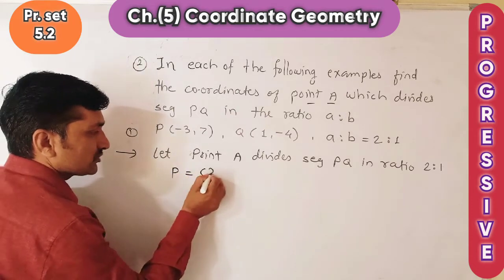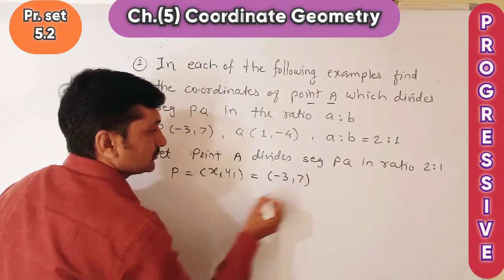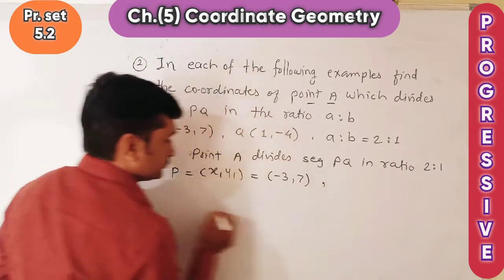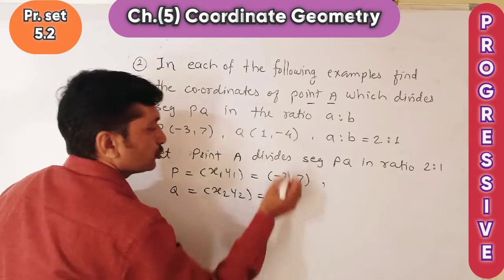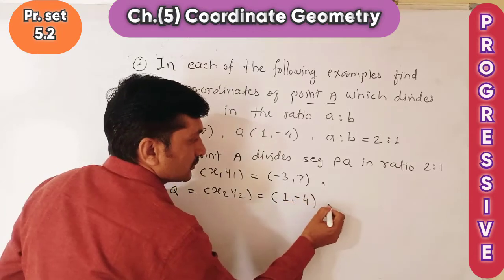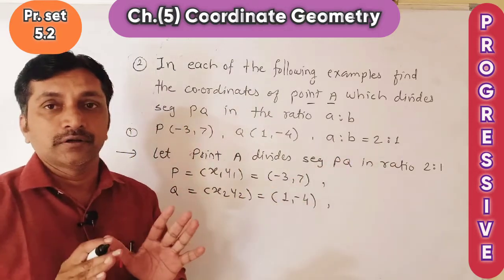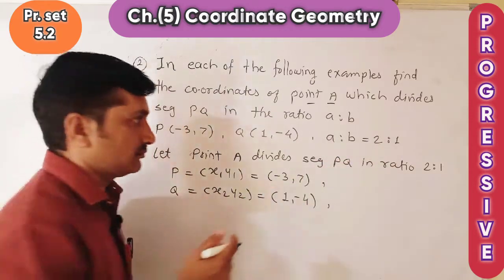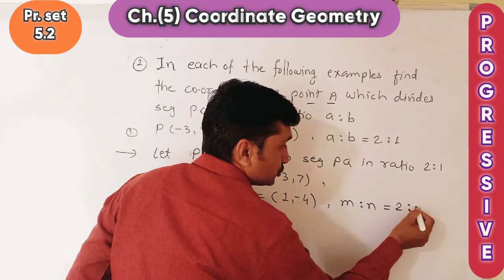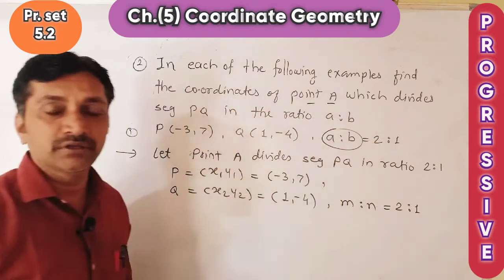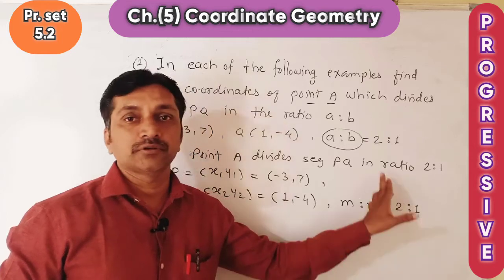P is equal to x1 y1. Coordinates are -3, 7. Q is equal to x2 y2. Coordinates are 1, 4. And A is to B ratio. Now in the formula we use M is to N. Therefore here M is to N is equal to 2 is to 1. This is the ratio A is to B, but in the formula we use m and n. That's why here we have written M is to N, 2 is to 1.